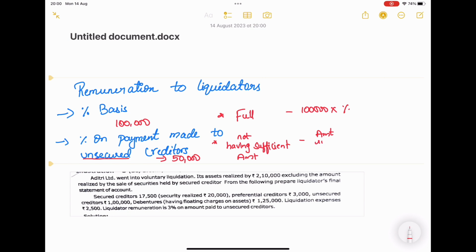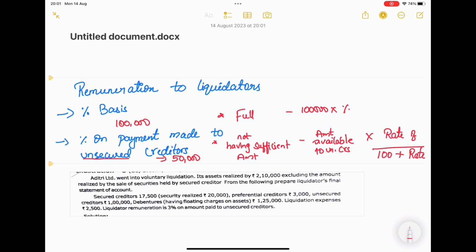Amount available to unsecured creditors into rate of remuneration divided by 100 plus rate. This is how I am going to calculate it. This percentage includes the rate as well, because the value is not yet determined based on the assets realized and the payments made to the secured creditors and all. I am going to determine the remuneration on a certain calculation basis. So rate by 100 plus rate. This is how we are going to calculate. While solving the problem, you will clearly understand the concept of remuneration.